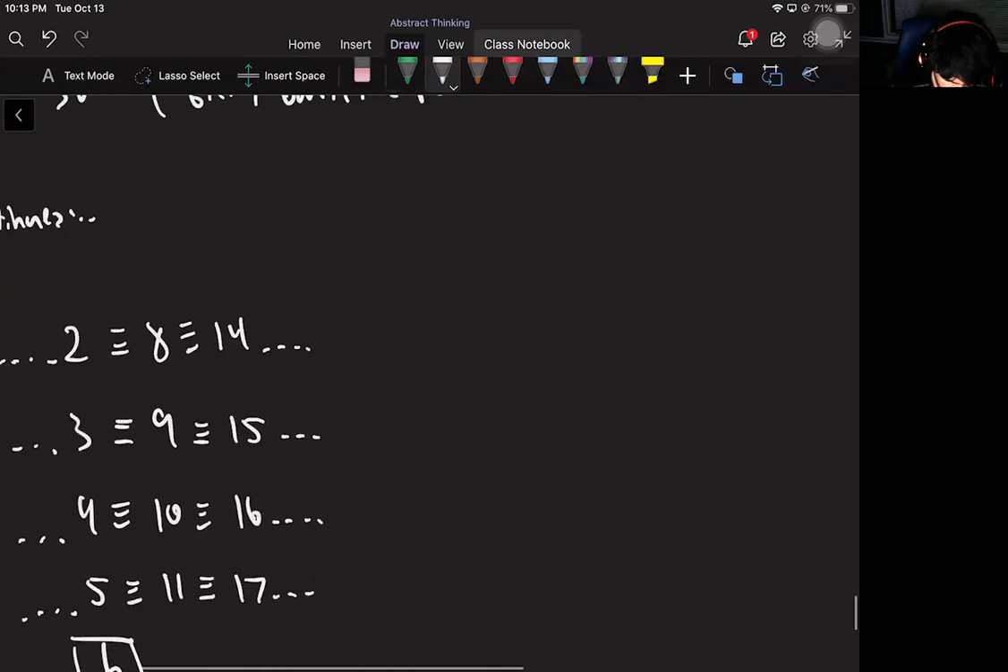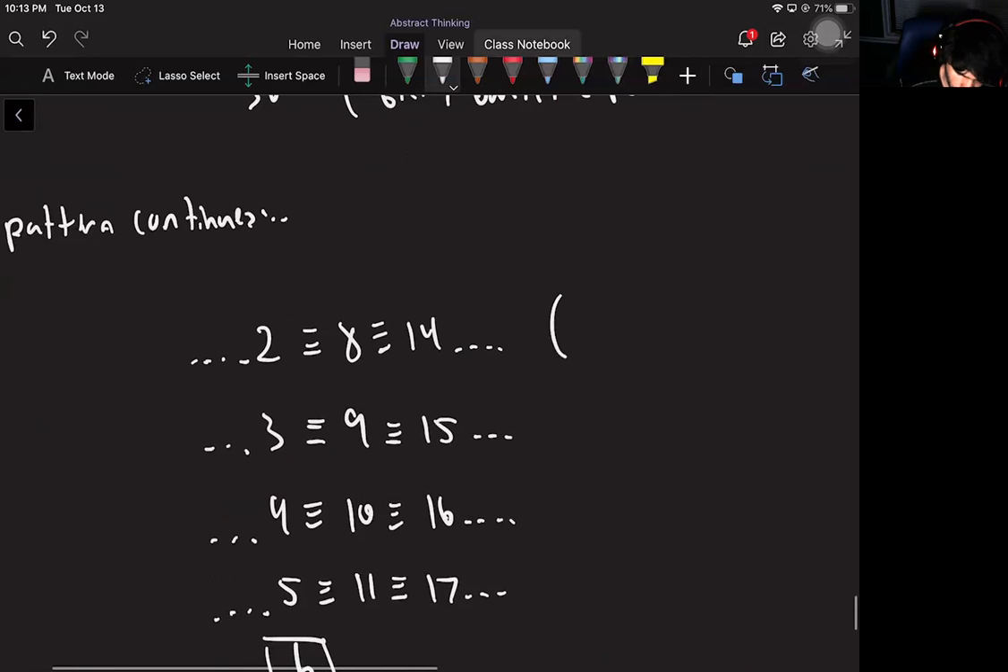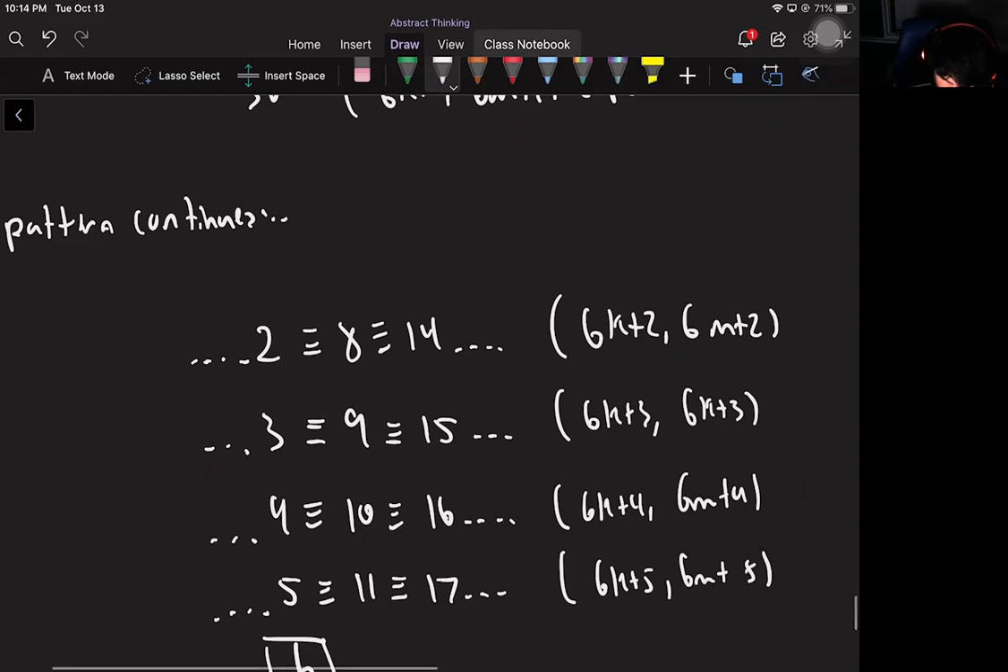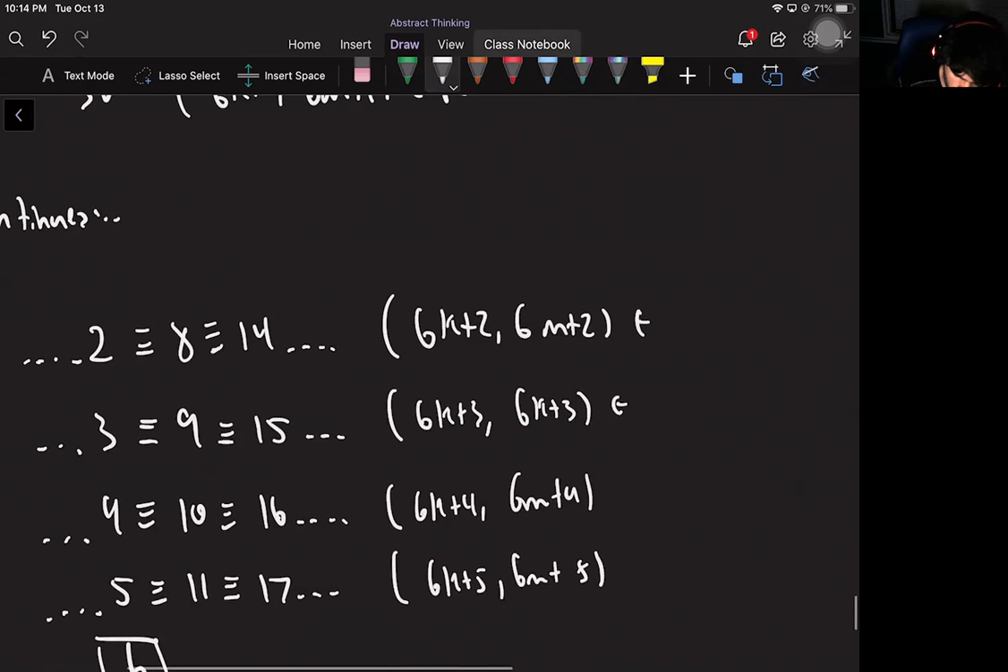So the pattern continues, meaning these numbers just look like 6k plus 2. These numbers just look like 6k plus 3. These numbers just look like 6k plus 4 and 6m plus 4. And these numbers just look like 6k plus 5 and 6m plus 5. So all the ordered pairs of these forms are all also in this relation that we've created.